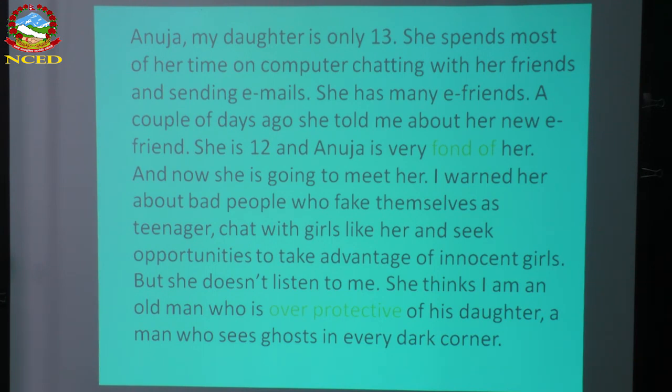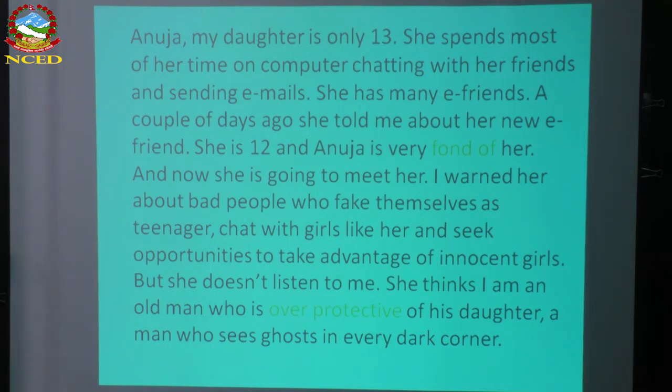And this is the passage. There are some words like fond of, overprotective. These might be some difficult words for you, but I don't think so. Words like opportunities, innocent, advantage. You can see that. Now, I will move on to show you the questions from this.